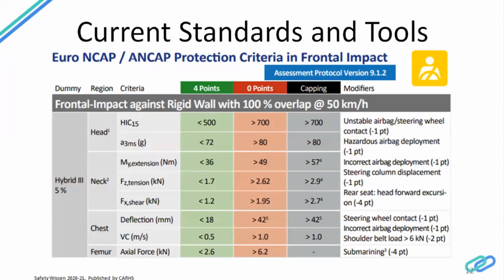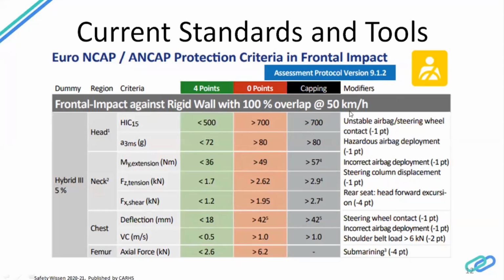So achieving this 500 is extremely difficult, and this is just one standard. You should have all the other standards well within the range to get all 4 stars. So you can imagine how difficult that is. And that is not all, there is just one part of it. For example, I do my car assessment and I get my HIC less than 500, and I'm very happy, oh, I got 4 points. No, that is not enough.